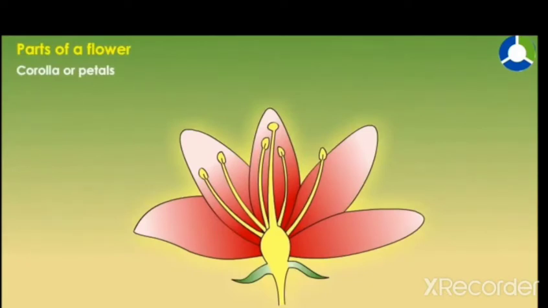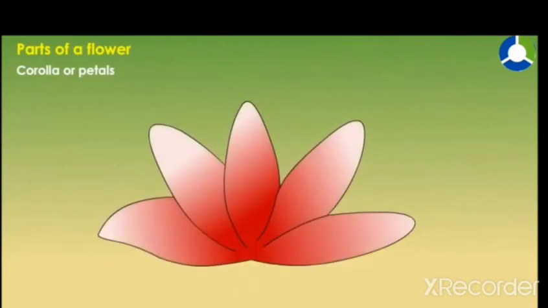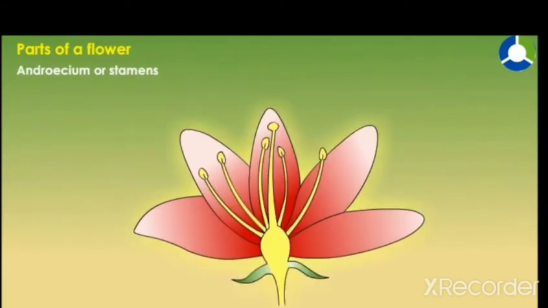Corolla or petals. Corolla is the second whorl of a flower. Each segment of the corolla is known as a petal. Petals are usually brightly colored due to the presence of pigments. The bright color, sweet smell and the nectar attract the insects toward petals.